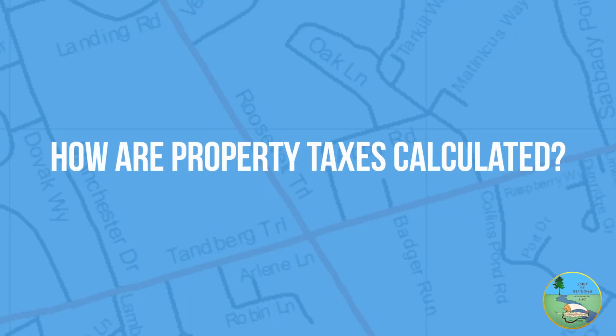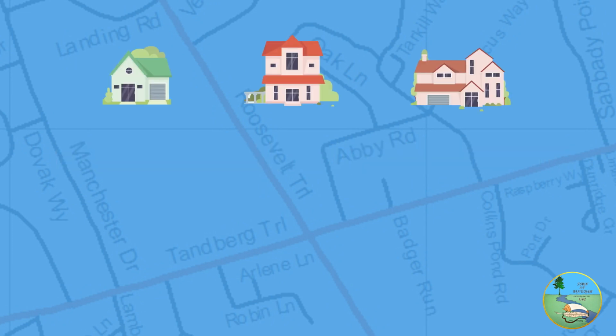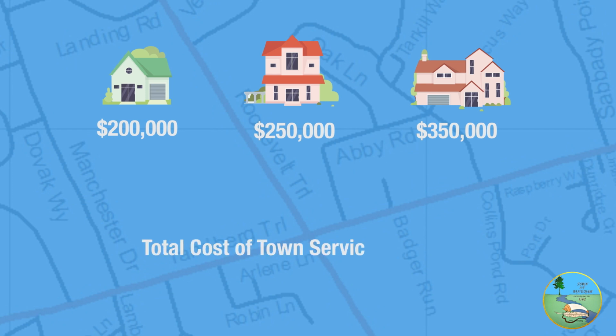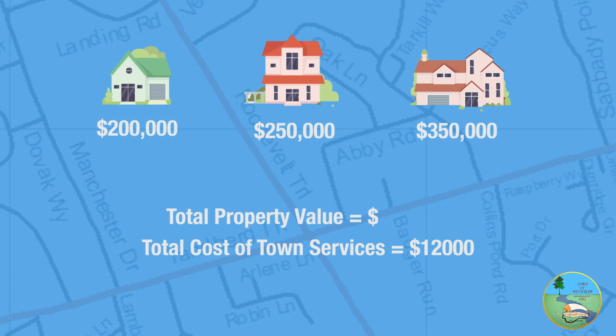Ever wonder how your property taxes are calculated? Let's just say you live in a town that only has 3 houses. Each house is different, so they each have a different value. And the cost of the town's services is $12,000, while the total property value adds up to $800,000.